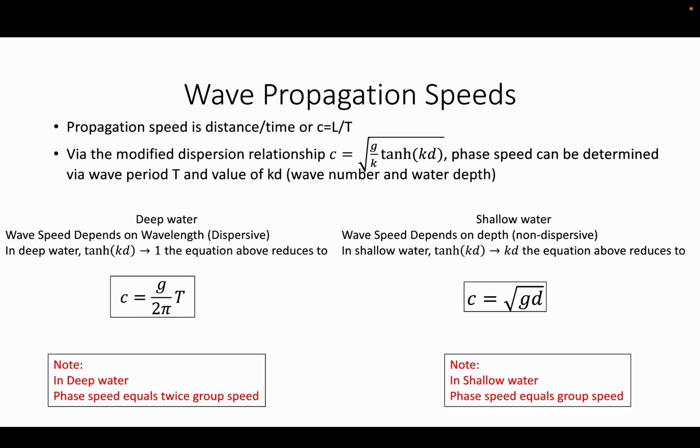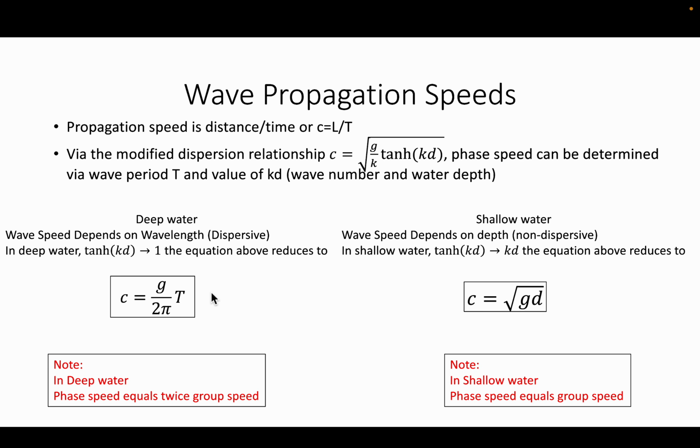Okay, so now let's talk actual speeds. So in speeds, we're going to talk about a distance divided by time. So c for the speed is equal to the wavelength divided by the period. And through some math here, the modified dispersion relationship, we will have 2 scenarios.